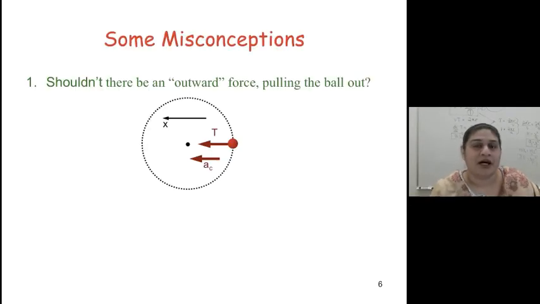Okay? A few misconceptions that I know we all have. One of them that I've been asked for a while is, shouldn't there be an outward force pulling the ball out that is opposite to the centripetal force in that direction? And the answer is no, absolutely not. There is no force that's acting outwards for a mass attached to a spring.